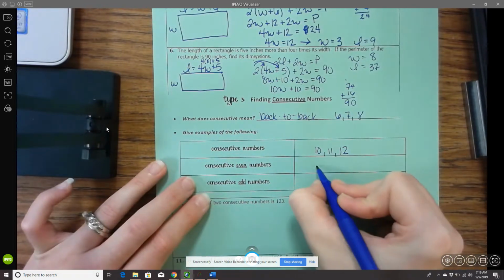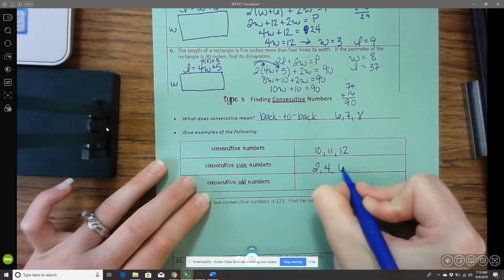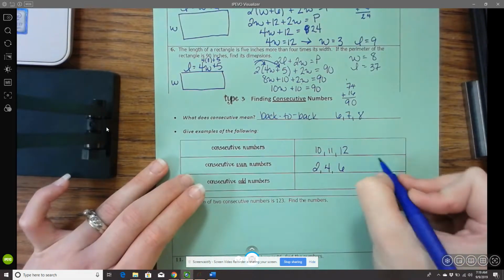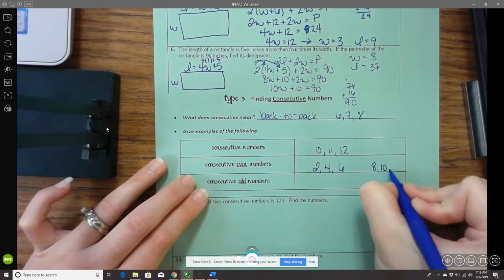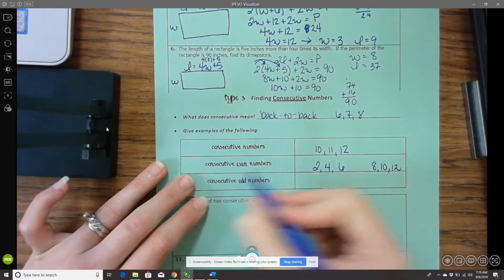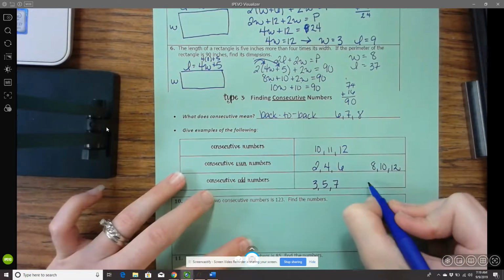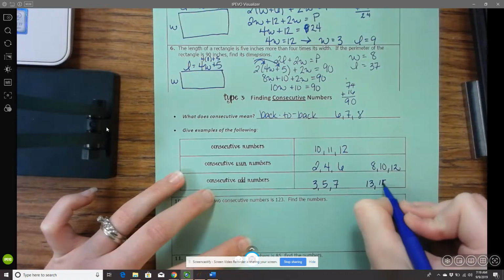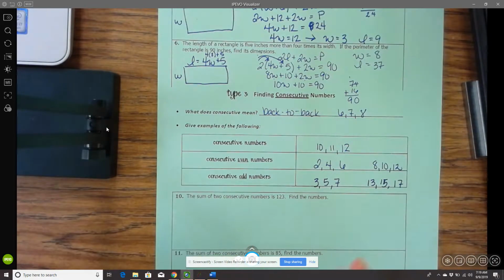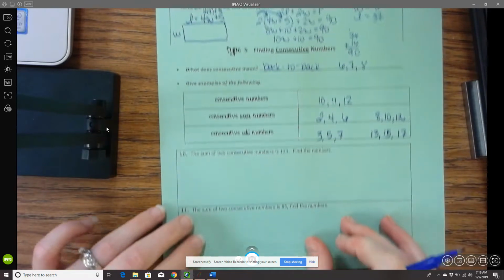Consecutive even numbers would be 2, 4, 6. Again, you could keep going, and you can start anywhere. You could do 8, 10, 12. And then consecutive odd numbers, so 3, 5, and 7, or start anywhere, 13, 15, 17. These are all consecutive odd numbers.